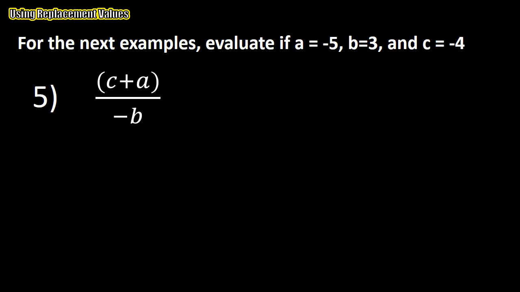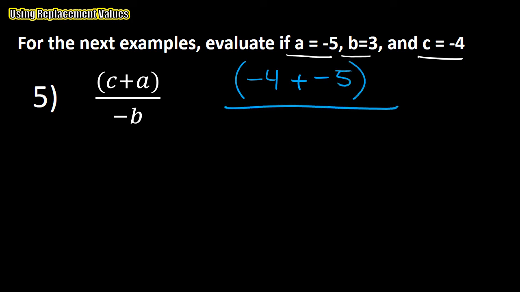All right, so we have this problem. We have C plus A in parentheses in the numerator, and then we have negative B in the denominator. So our first step is that we're going to replace our variables with the given values for A, B, and C. So here we have C is going to be negative 4, plus A is going to be negative 5. I'm going to write my fraction bar, and then in the denominator is the opposite of B. So we have negative, and B is 3, so B is positive 3, now we have negative 3 in the denominator.